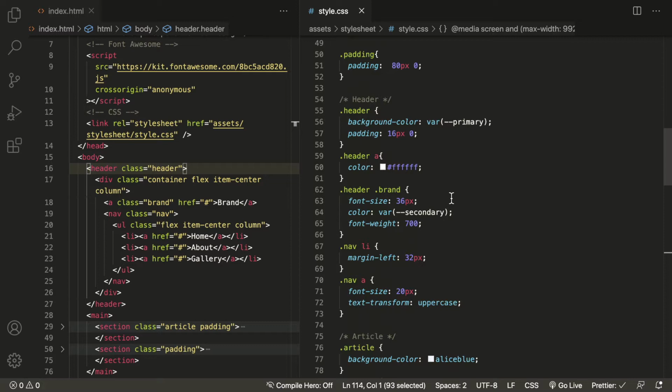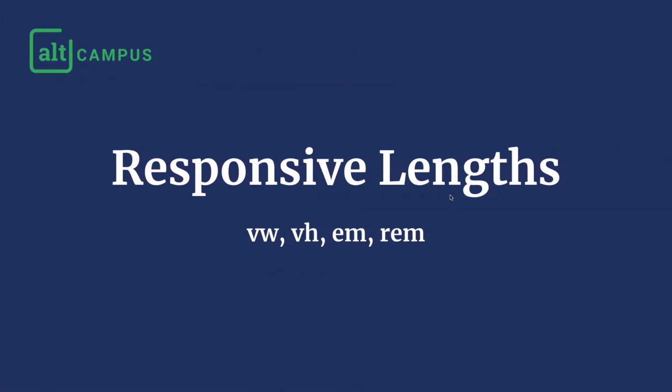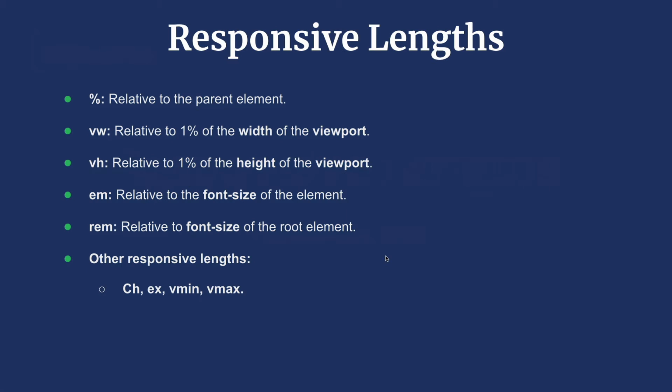So here, first of all, let's discuss the responsive lengths. There are various responsive lengths and there are various absolute lengths also. We have already discussed absolute lengths like pixel. Now let's discuss the responsive lengths. Responsive lengths are VW, VH, EM, REM, etc. There are a lot of responsive lengths. So the very first responsive length we are going to discuss is percentage. Percentage is a responsive unit which is relative to the parent element.